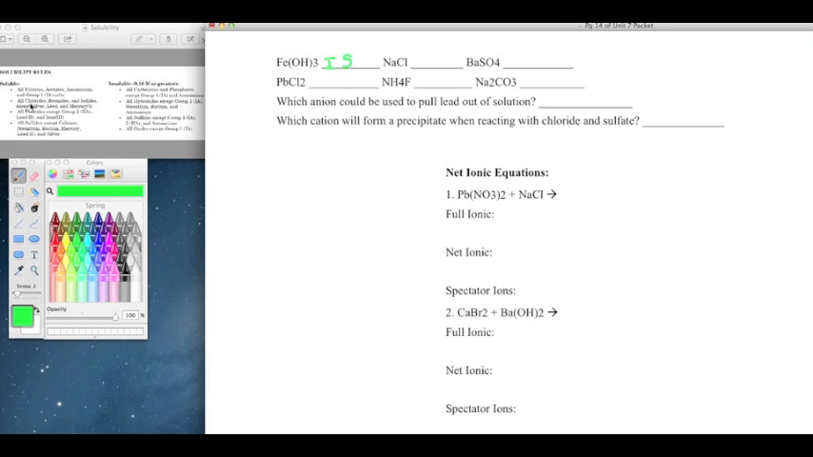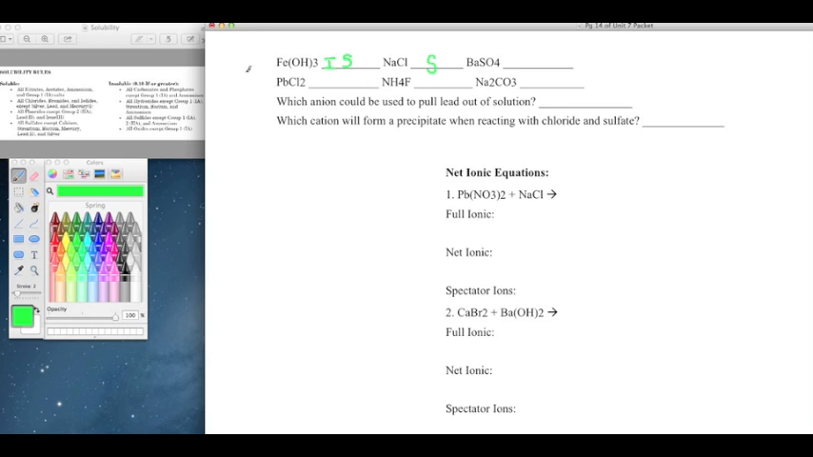All right, let's look at the next one. NaCl. So let's look at my chlorides. It says all chlorides, Cl, because you wanted to look at your anion, all chlorides, bromides, and iodides except silver, lead, and mercury. Is sodium one of those? Well, no. So therefore, NaCl is soluble.